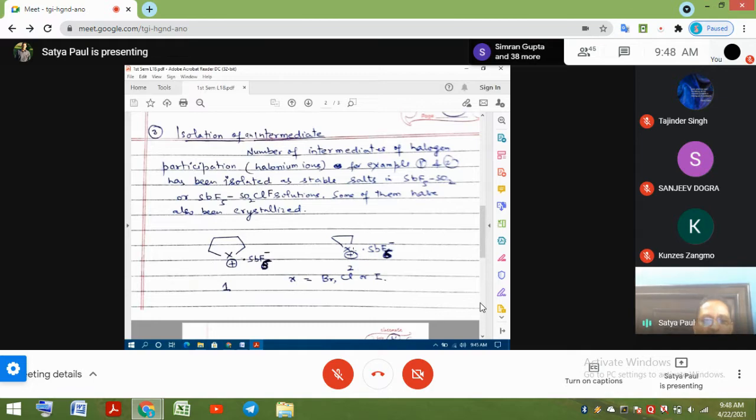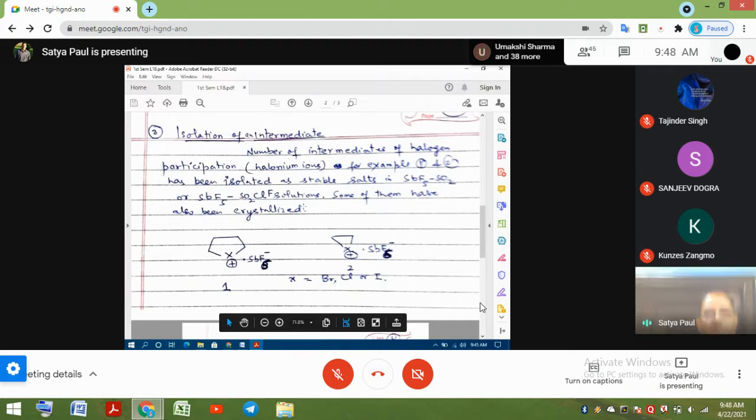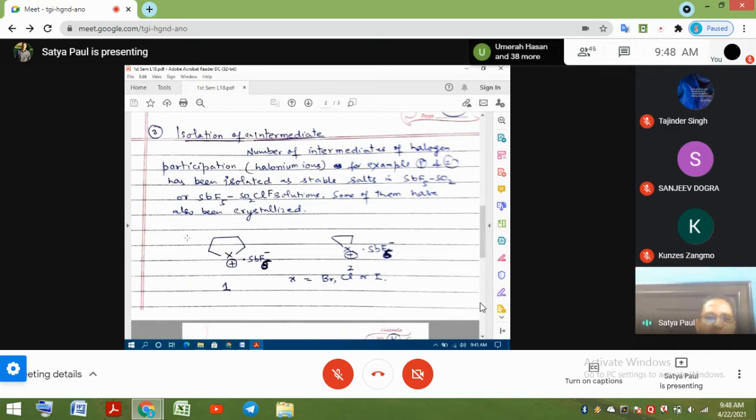For example, 1 and 2 were isolated as stable salts in SbF5-SO2 or SbF5-SO2ClF solutions. Some of these are so stable that they can be crystallized. So this is another evidence, because the intermediate formed during the neighboring group participation mechanism is sometimes quite stable, so it can be isolated, can be crystallized, and its structure can be determined. This is very strong evidence for the neighboring group participation mechanism.